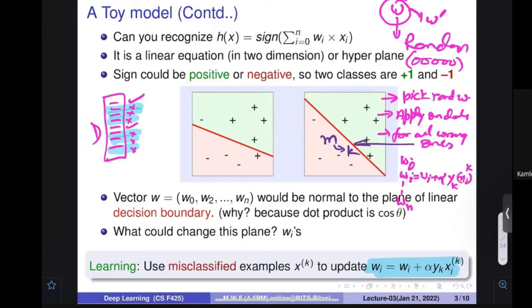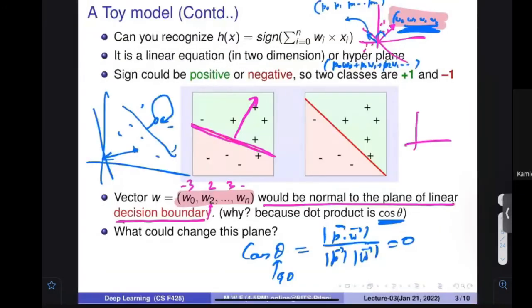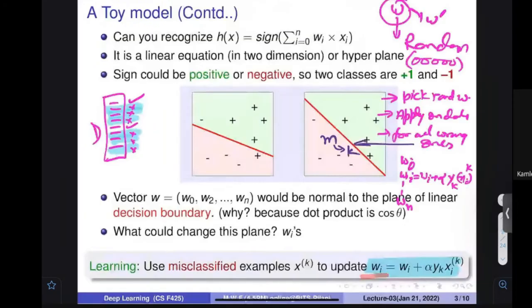For that data item, I am going to change the value of W by saying that Wi is equal to Wi plus. Once again, Wi is equal to Wi plus alpha times yk. What is yk? yk means what is the correct classification. Why this? Because you know that if you pick any kth data item, it has two parts. What is X and what is Y?